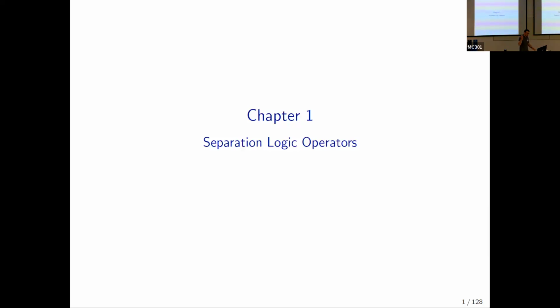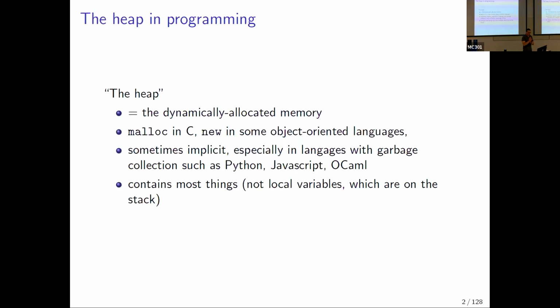Now I'll teach about suppression logic. First, maybe I should clear things up. What is the heap in programming? It's not heap like a heap sort. It's a heap like a thing that you have dynamically allocated, so malloc in C or new in other object-oriented languages, with sizes implicit. In Python, JavaScript, or OCaml you don't have malloc or new, but you still have allocation in many places, and most things are on the heap, except local variables or sometimes other things. So there is a stack, but most things are on the heap.